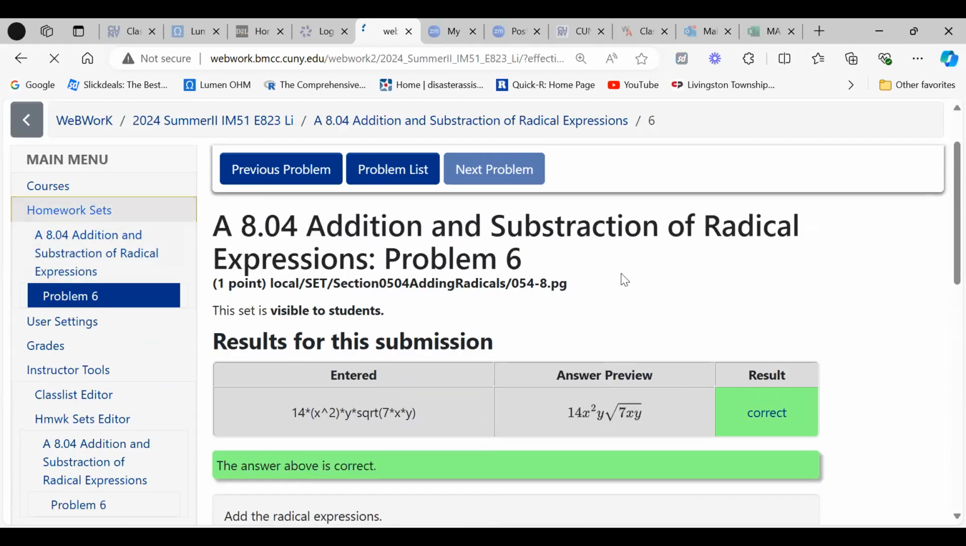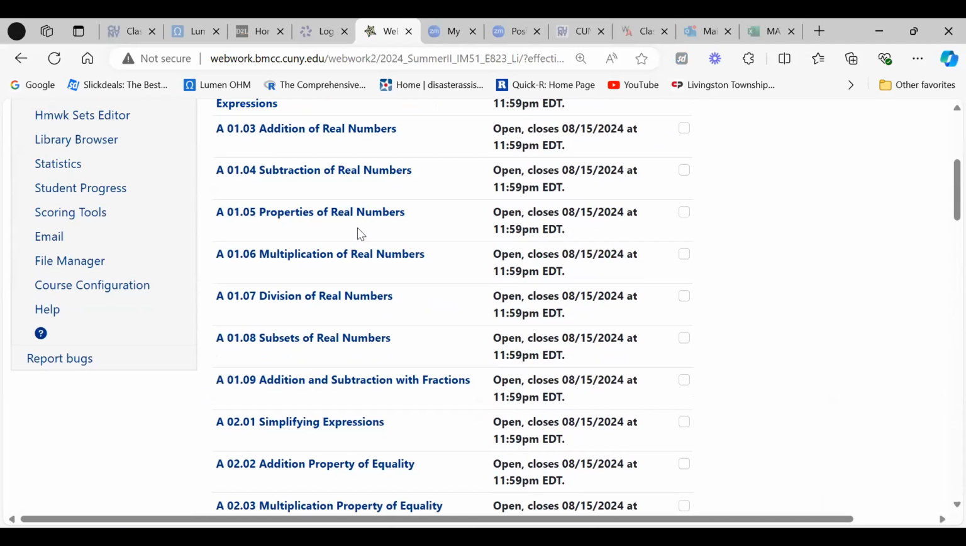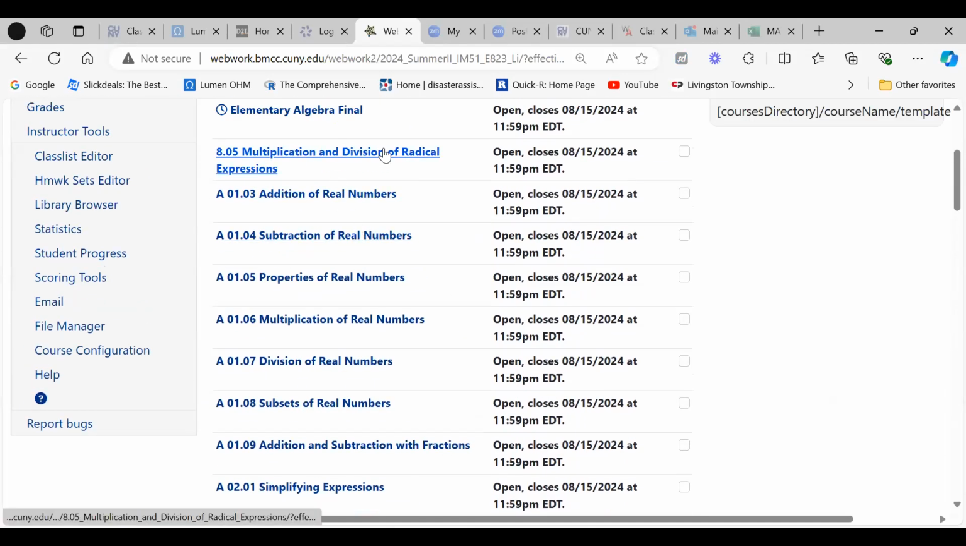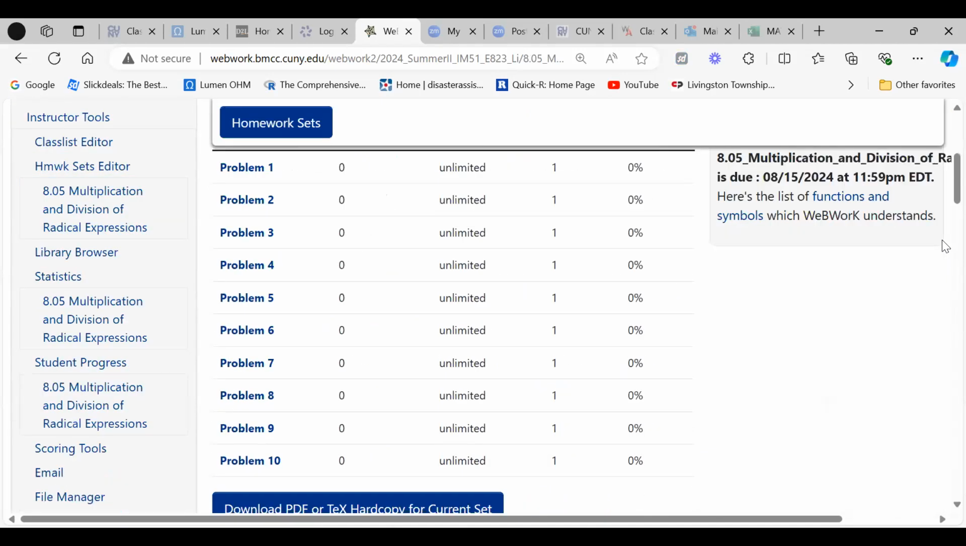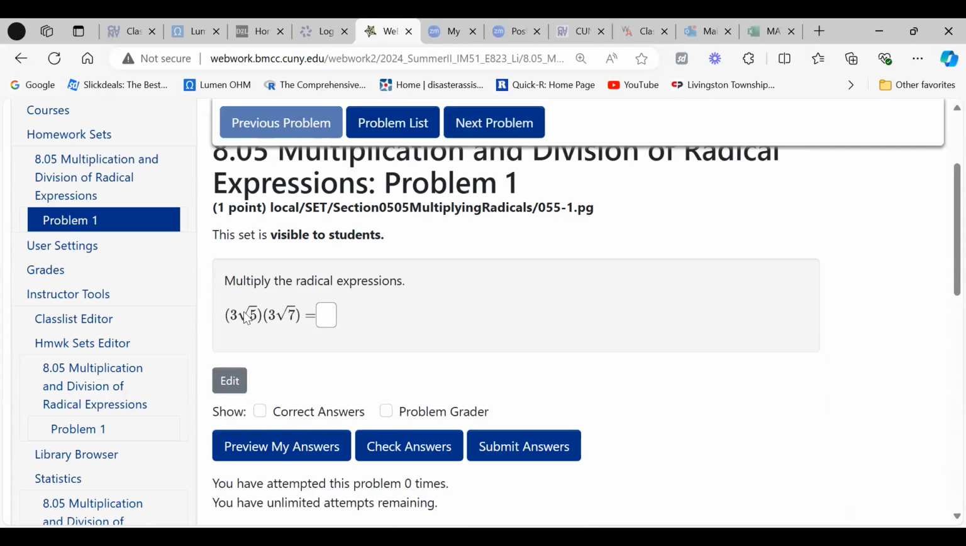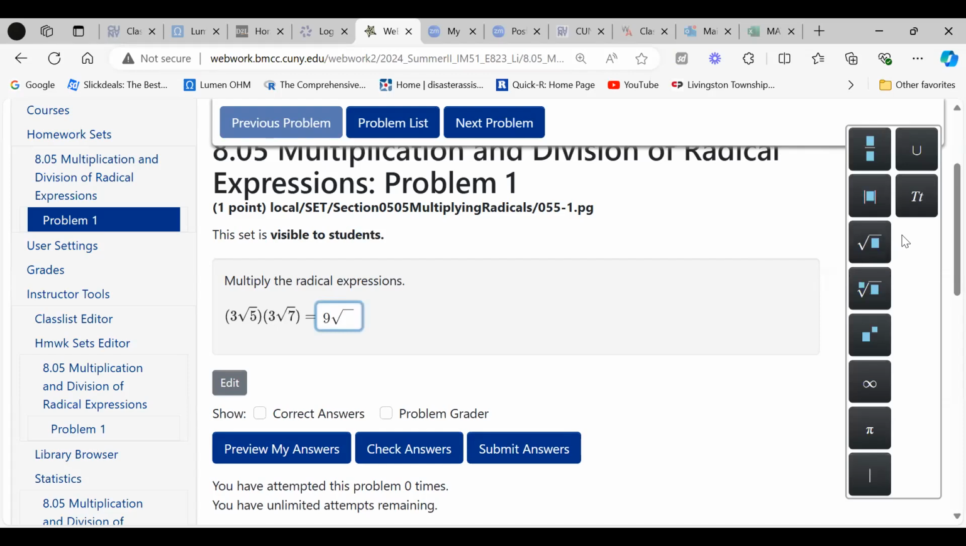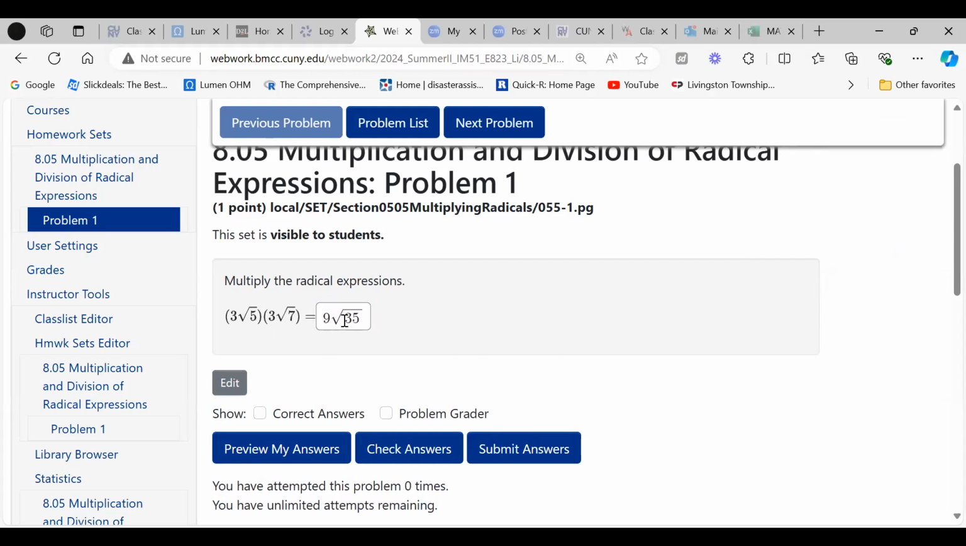Now the very last section is 8.5. This is multiplying and then dividing the radical expressions. Start with question 1. And this one, let's do it together, right? 3 times 3 gives us 9. Square root of 5 times square root of 7, 5 times 7, square root of 35. So the answer is 9 square root of 35.